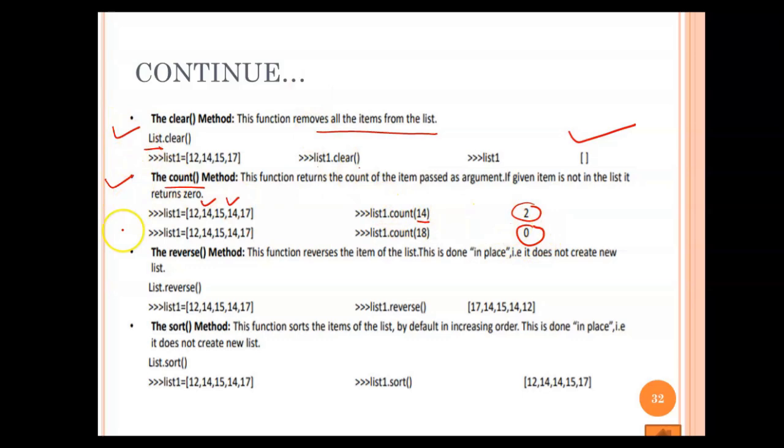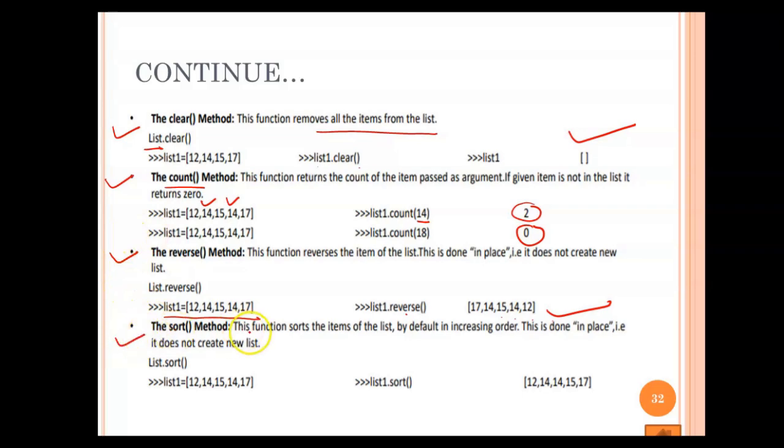Now moving to the next function, we have the reverse method. Reverse is obviously going to reverse the elements of the existing list. So this is the original list. If you write list 1 dot reverse, it will start taking the elements from right to left. So 17, 14, 15, 14 and 12. So this is the final one after the reverse function.